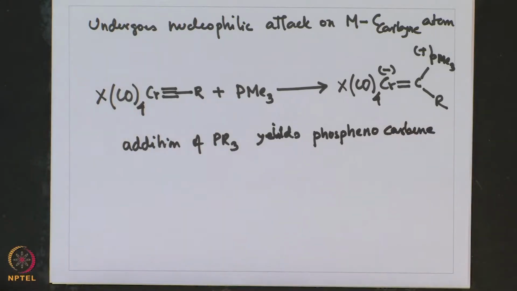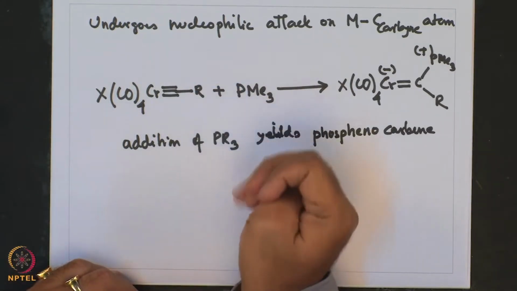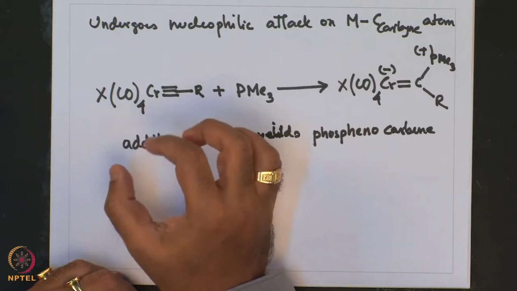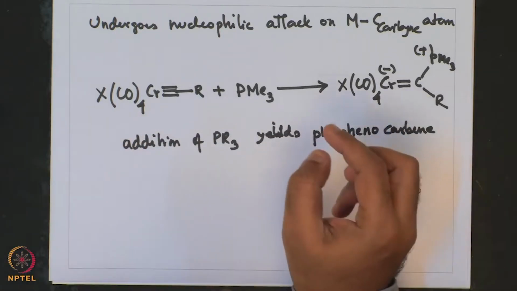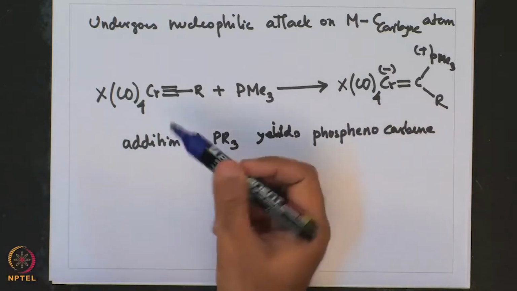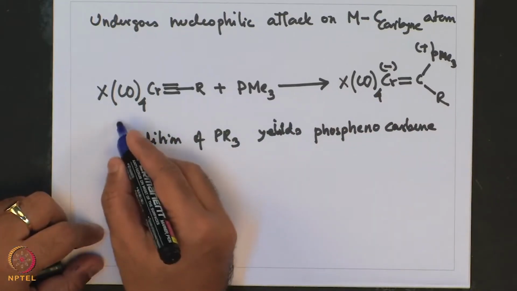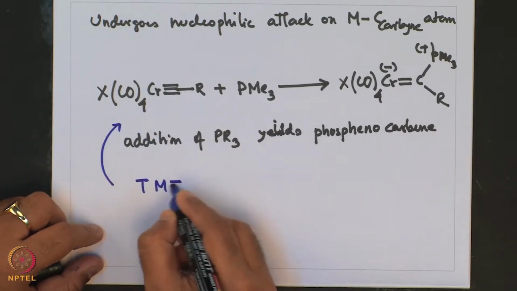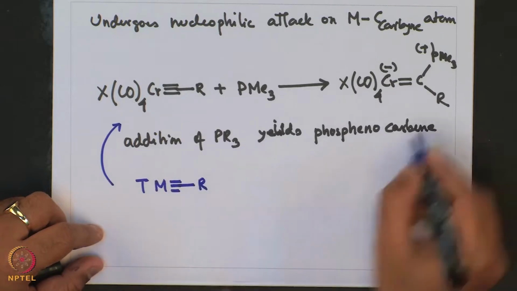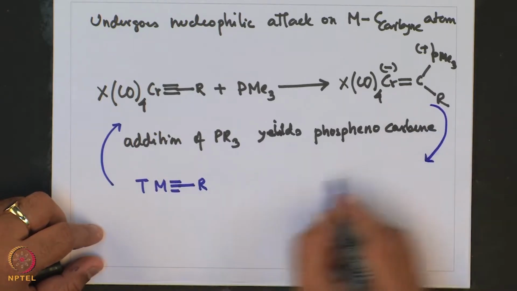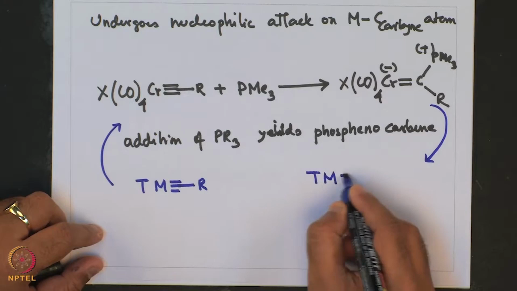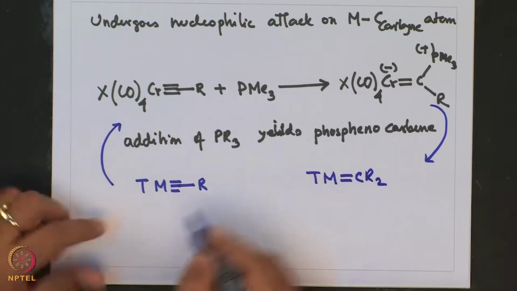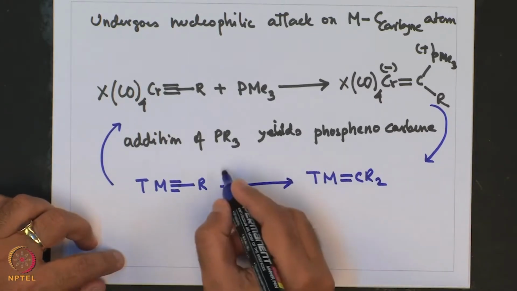Now, one thing that needs to be mentioned over here is that because of this nucleophilic attack, the carbyne moiety is getting changed to a carbene moiety. So, the complex which is a transition metal carbyne complex over here becomes a transition metal carbene complex on going from here through nucleophilic attack.